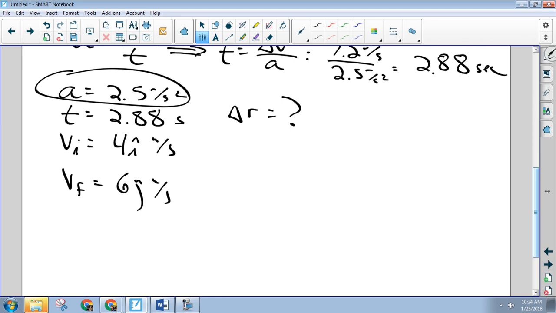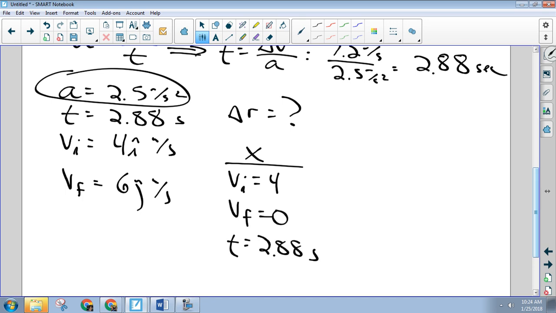So what Anthony is saying is this: if we look along our x-axis, here's what we know. We know our initial velocity is 4, and our final velocity is 0, and our time is 2.88 seconds, right? Do you guys agree that we can find the acceleration?